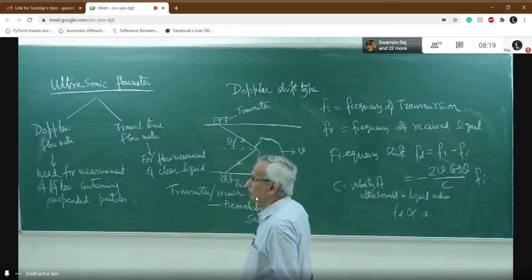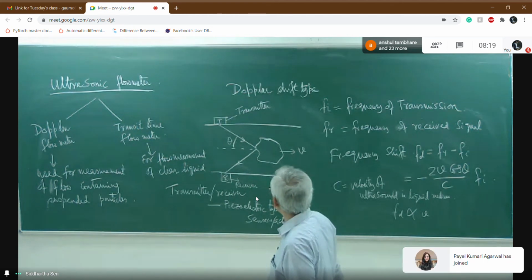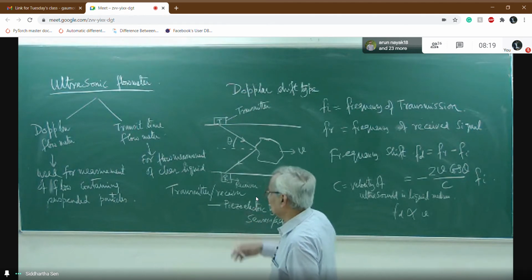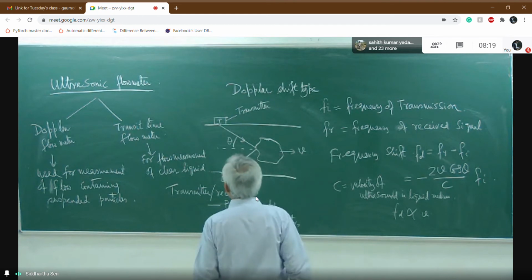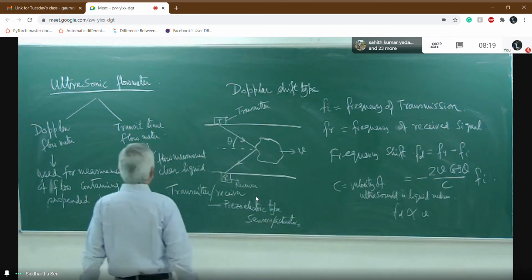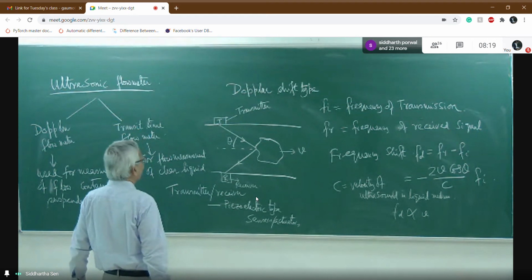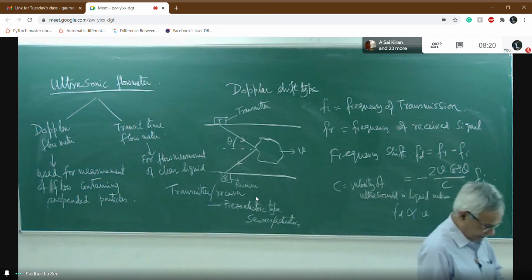Okay. So this is your Doppler shift type flow meter, and it can be used only when the liquid contains some suspended particles or suspended materials. On the other hand, the transit time flow meter is actually used for clear liquid. Let us try to find out how it works.